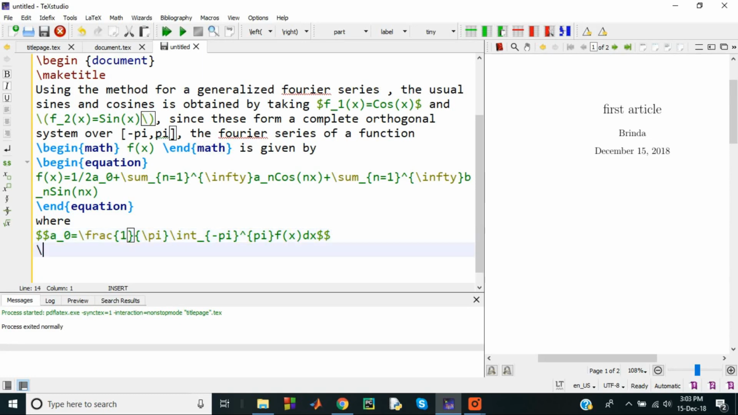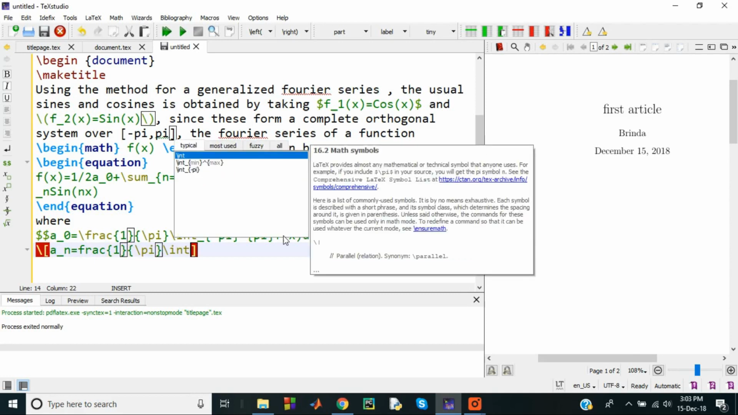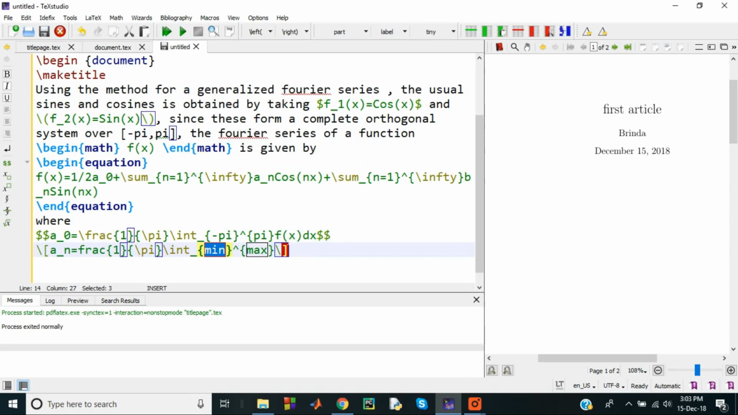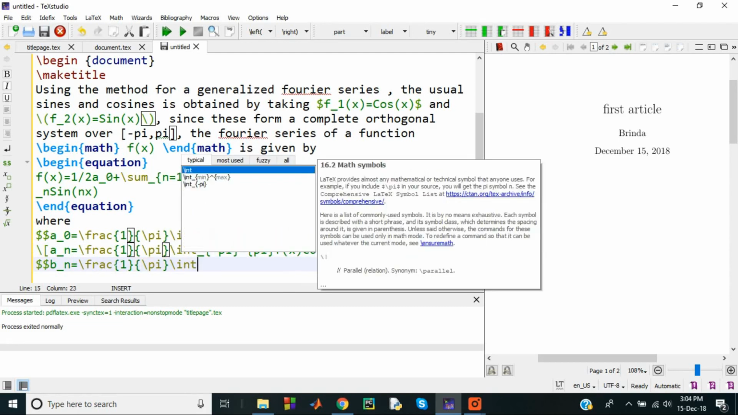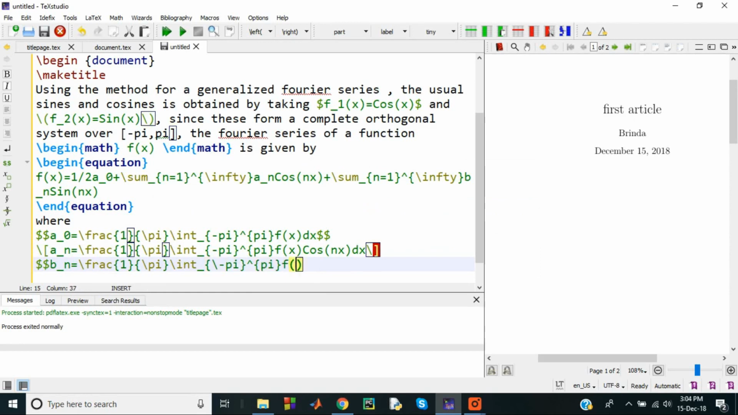We can also use square brackets, and a subscript n is equal to 1 by pi integral, lower limit is minus pi to pi, cos nx dx. b subscript n is equal to fraction, integral f of x sine nx dx.